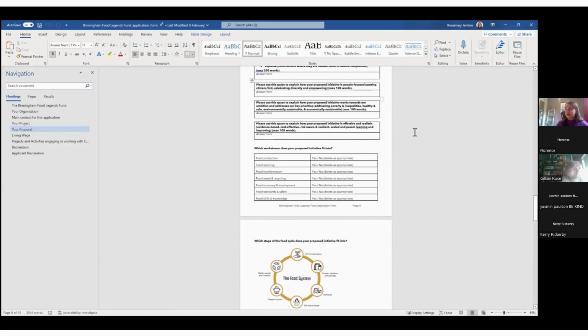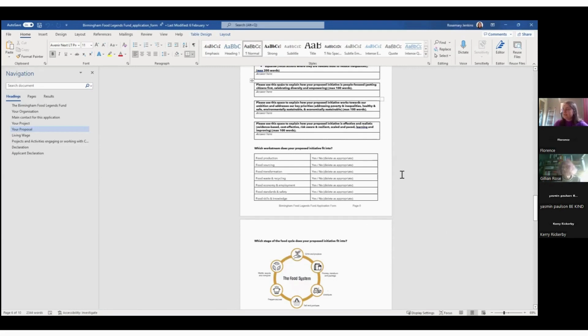And then here, please use this place to explain how your proposal is people focused, which is putting systems first, celebrating diversity and empowering. The box below, please use this space to demonstrate how your proposed initiative works towards our ambition and addresses our key priorities, which are addressing poverty and inequalities, ensuring food is healthy and safe, environmentally sustainable and economically sustainable as well. So the economically sustainable one is basically making sure it's not going to crash and burn, that it is viable, that those costs are going to be used for something that will last, or at least have a lasting legacy.